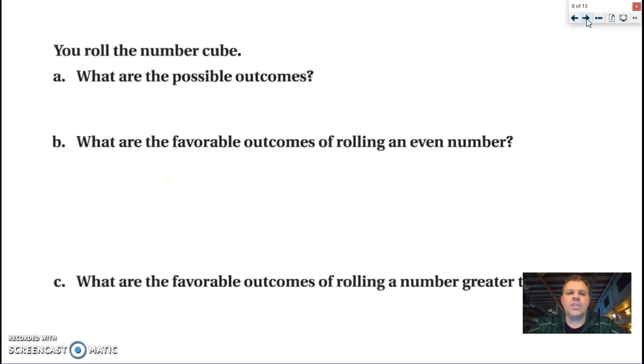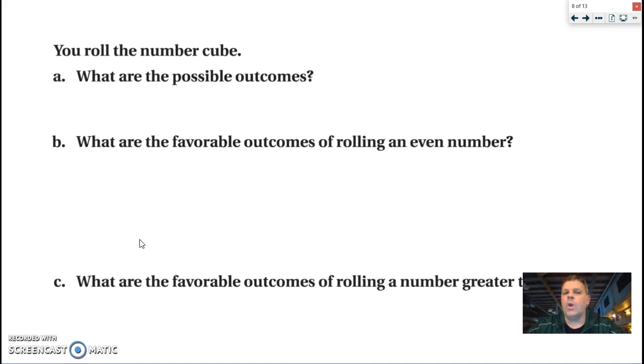A number cube is actually a die, or a pair of dice. What are the possible outcomes on 1 die? Yes, you should have said 1, 2, 3, 4, 5, and 6. Those are the possible outcomes on a number cube.